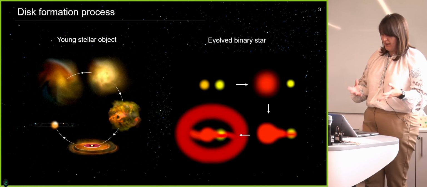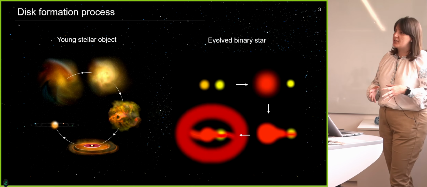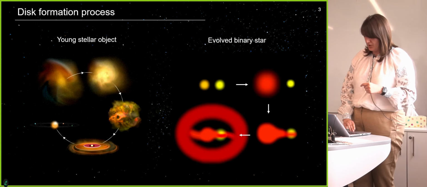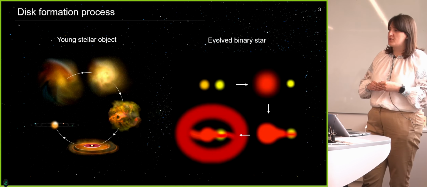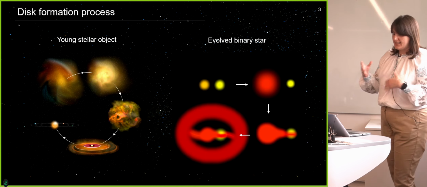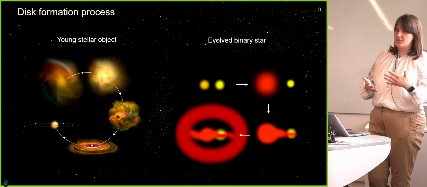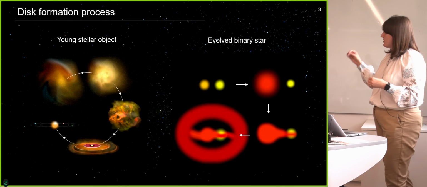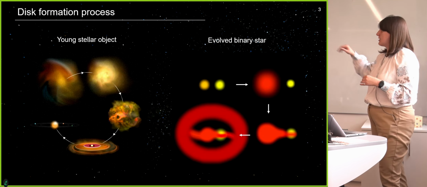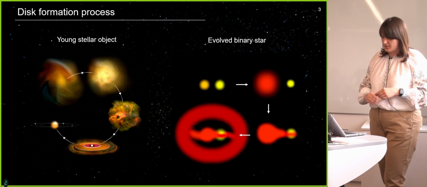And in the case of a binary system, the gravitational influence of the companion will strip away some of the material from the outer layers of the evolved star and terminate the AGB evolution. This interaction and this mass transfer process will cause the formation of a disk not just around the secondary companion, but also a disk around the whole binary system.